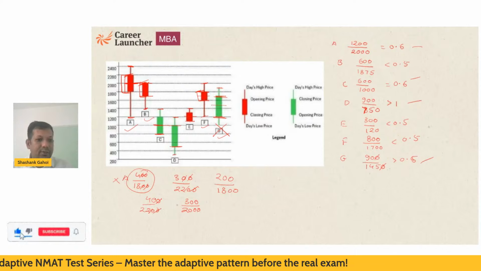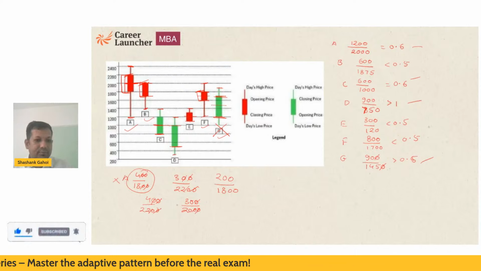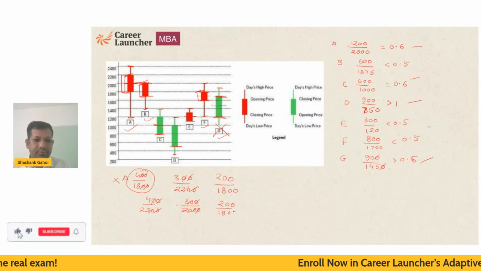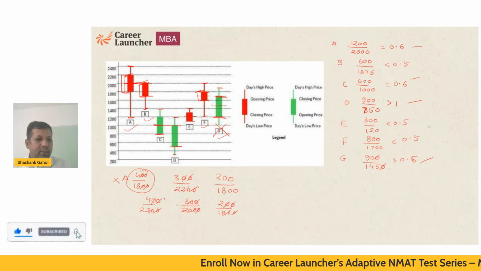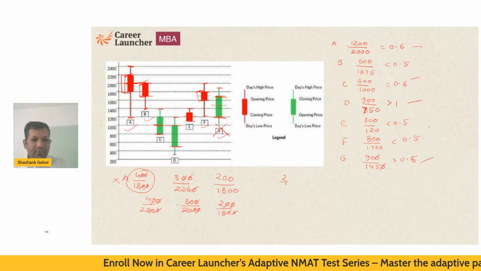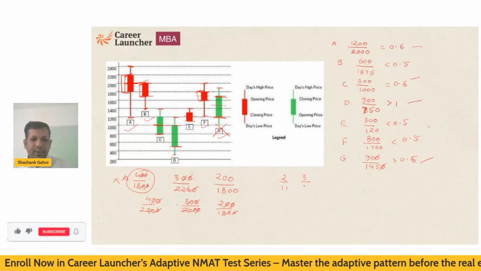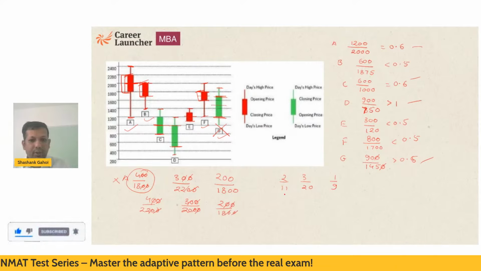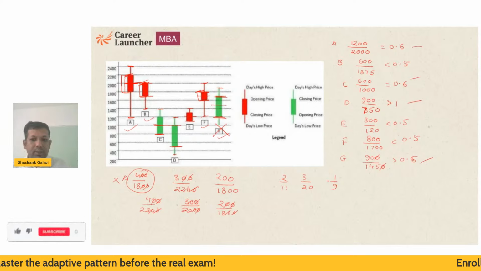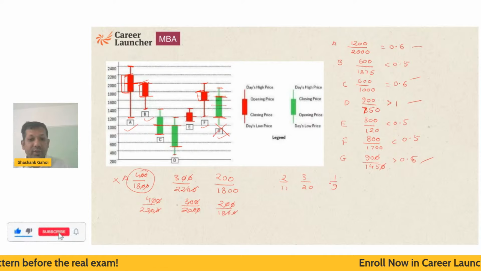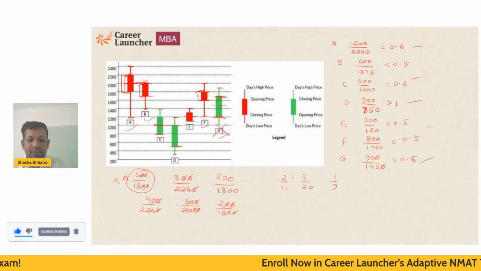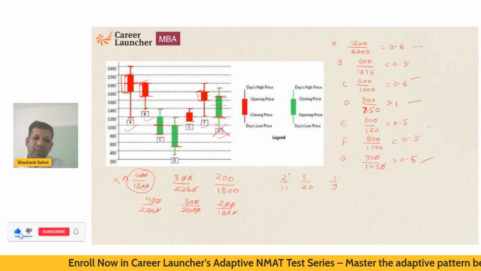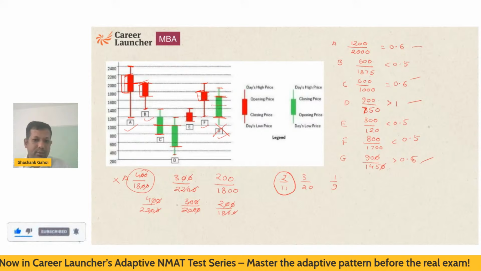Okay, so now this is the trick. And 200 divided by 1800. So in the first one, loss is 2 by 11. In the next one, it is 3 by 20. In the next one, it is 1 by 9. Okay. So which one is going to be highest? I think 2 by 11 should be highest.